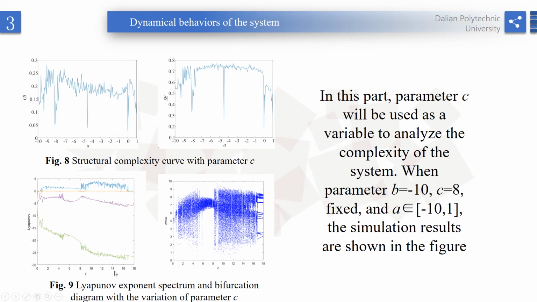This is the Lyapunov exponent spectrum and bifurcation diagram with the variation of parameter C. They are the same.